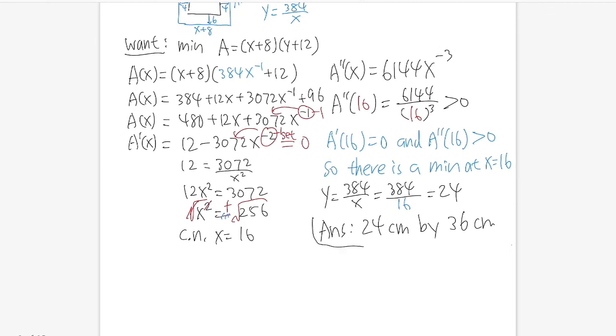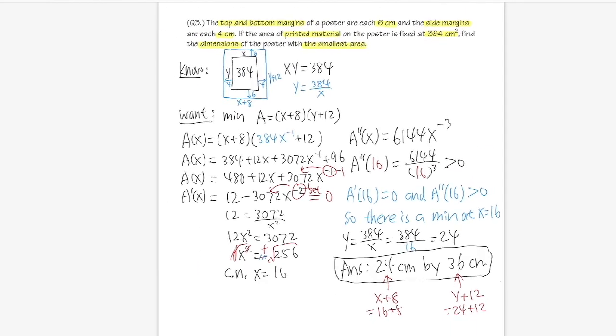And let me just box this. And again, let me just denote that this right here is because we have to do x plus 8, and that's 16 plus 8. That's how we get the 24. And for the 36, it's because of the y plus 12, and that's 24 plus 12. So that's it.